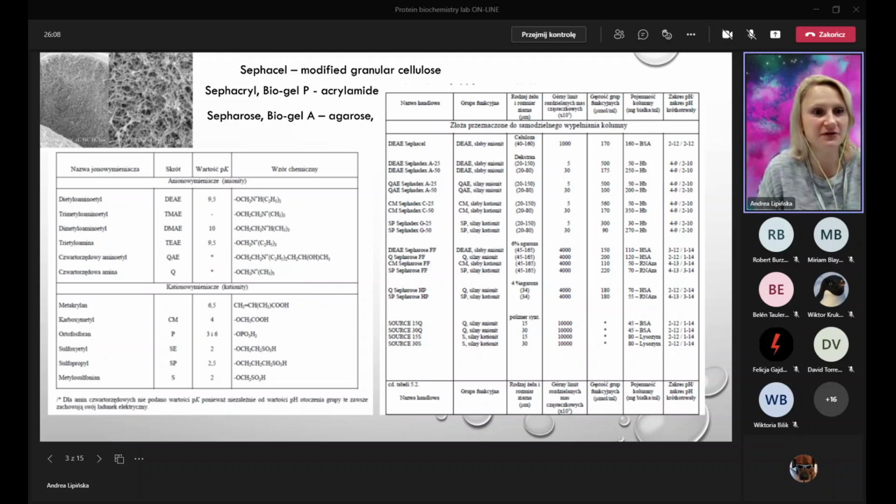So first of all, we have different types of support. Our active chemical groups are chemically bound to a support. You have a picture from electron microscopy, so that you can see that it's really porous. Usually we are using Sephadex. I think I already mentioned that this is a modified dextran. Then you have Sephacel, which is modified granular cellulose. Sephacryl, or Biogel, very often Biogel P, is also acrylamide. And Sepharose is a trade name for agarose from one of the companies, or Biogel A.